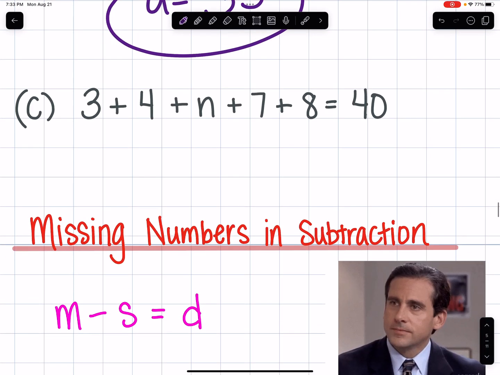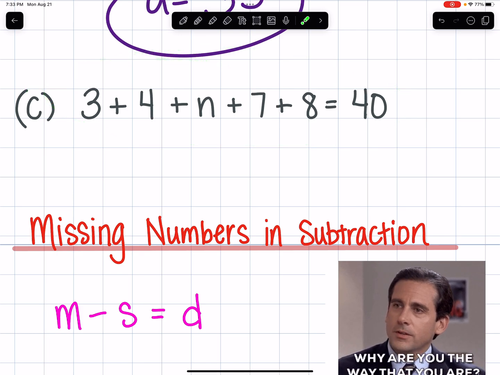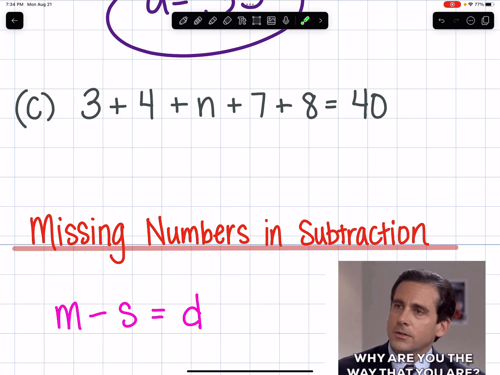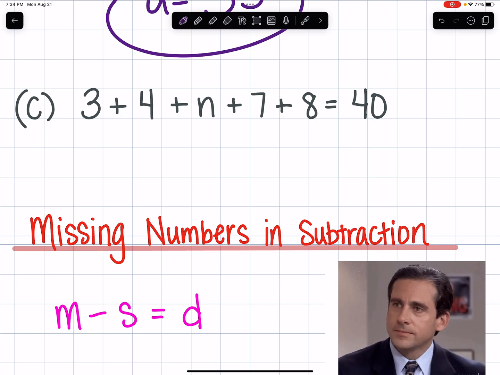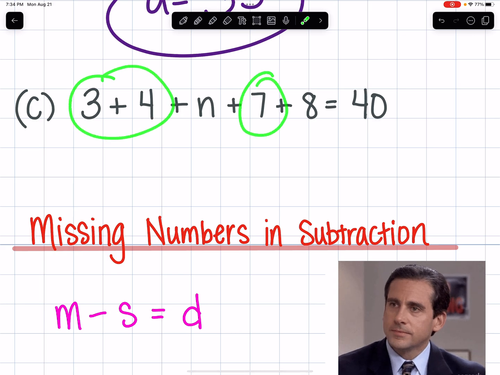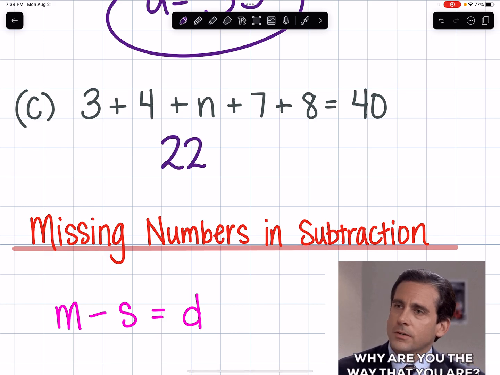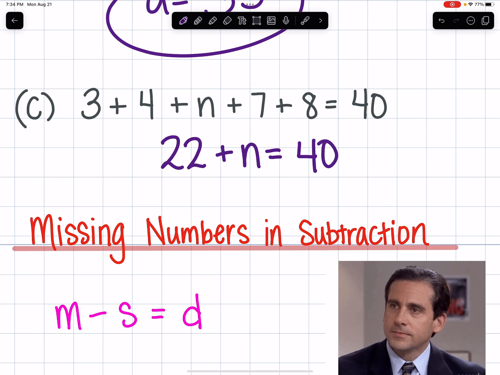Easy. All right, what about this super long, difficult looking equation? No problem. All you have to do is add up all of those other numbers. So we've got a 3 and a 4, a 7 and an 8. And when we add up all those numbers, we get 22. So this equation is the same as 22 plus n is equal to 40. And then we know how to do that.